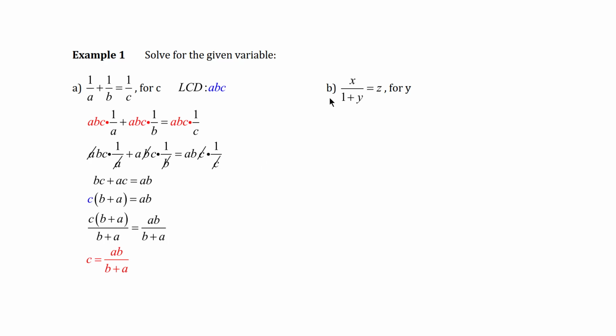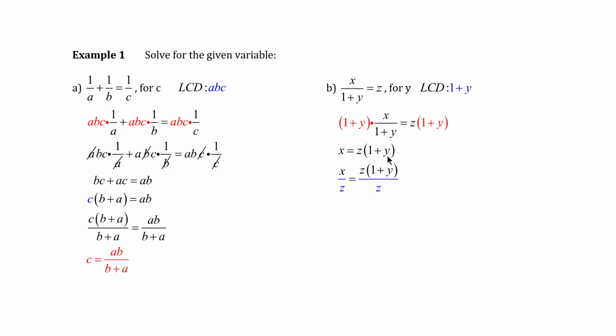Moving on to part B, we have x over 1 plus y equals z. We need to solve this equation for y. First, we get rid of the fraction by multiplying both sides by the LCD 1 plus y. We get parentheses 1 plus y times x over 1 plus y equals z times the parentheses 1 plus y. Simplifying the left-hand side, the 1 plus y's will cancel out, and we're left with an x. Next, we bring down everything on the right-hand side. We get x equals z times the parentheses 1 plus y.